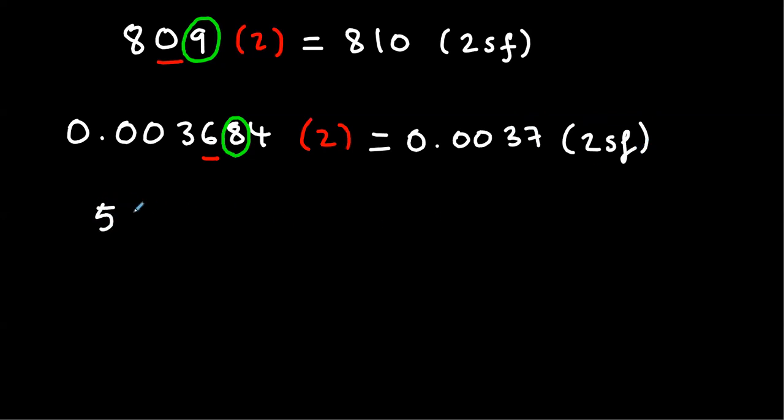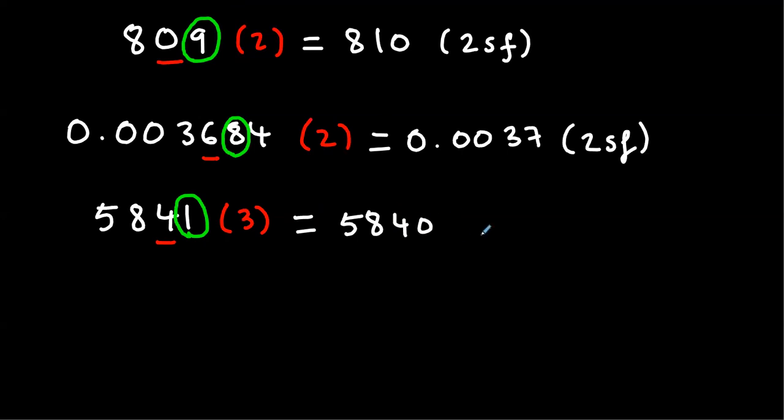Let's try rounding 5,841 to three significant figures. We start by going to the third significant figure, and then we look at the next digit. Because that's less than 5, we don't do anything to the 4. So this becomes 5,840 to three significant figures.